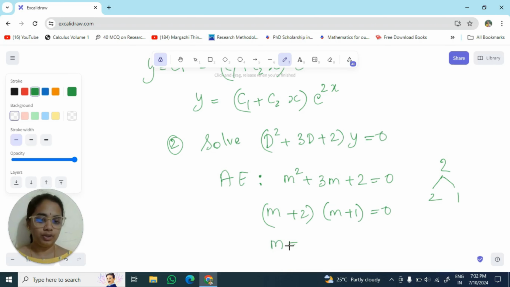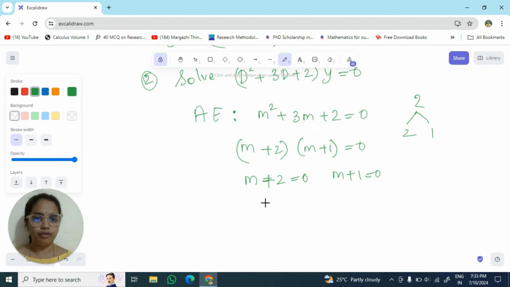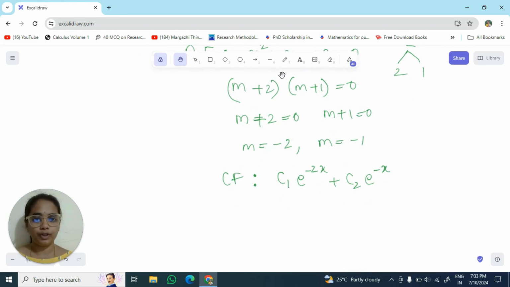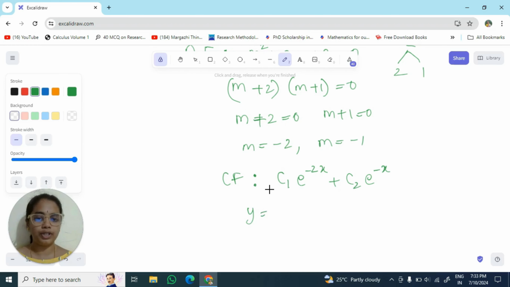Equate each term to 0. m plus 2 is equal to 0. m plus 1 is equal to 0. Right. The same thing follows. m is equal to negative 2 and m is equal to negative 1. So clearly what happens to our CF over here? It would be C1 e to the power negative 2x plus C2 e to the power negative x. Okay, so as I told you, this only is our final solution of the given differential equation, because it is a homogeneous differential equation.